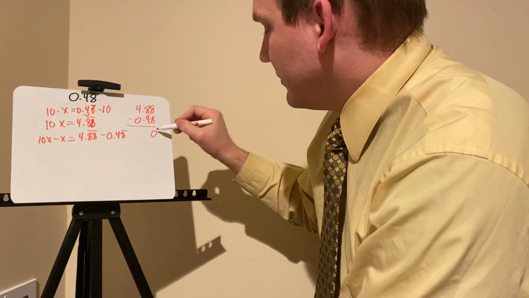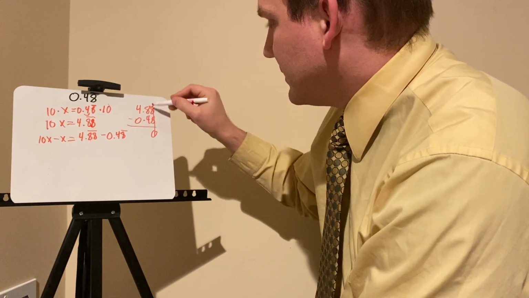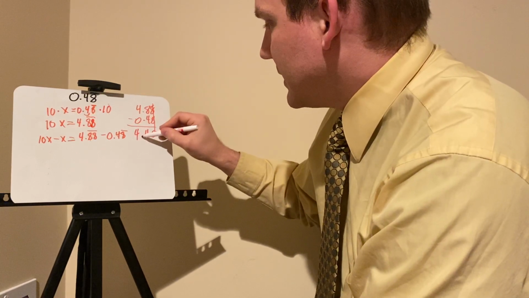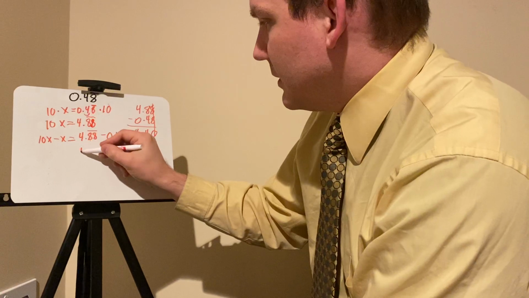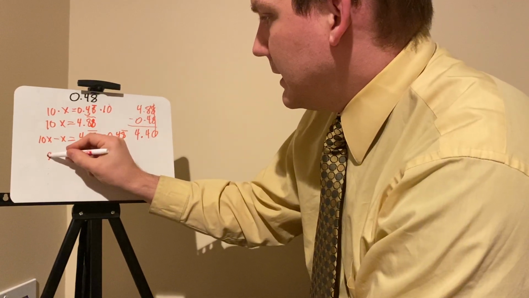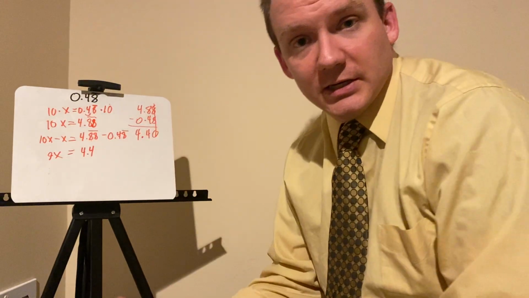You kind of think of it like this. 8 minus 8 is 0. So these repeating 8s cancel out. 8 minus 4 is 4, and then 4 minus 0 is 4. You bring the decimal down. So you end up with 4.4 equals 9x. Now we can divide by 9.